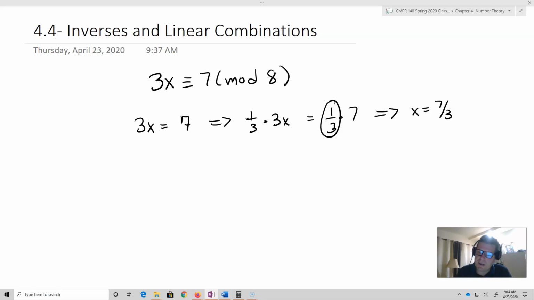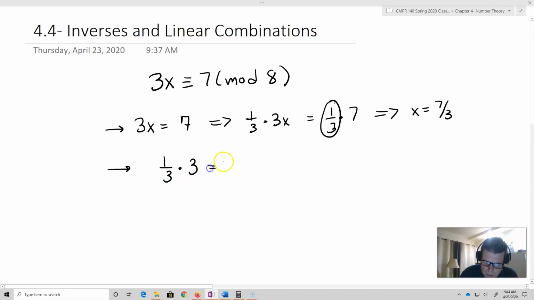But what we're going to do is utilize the idea of the inverse. So the whole reason why we multiplied by 1/3 is because 1/3 times 3 equals 1. So 1/3 times 3x will end up equaling 1x, which is just x. So what it does is it isolates x for us. From an algebraic perspective, that's what it's doing.